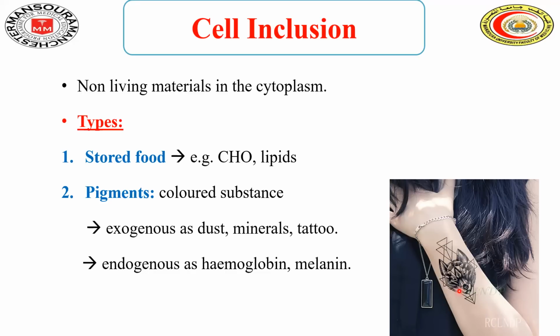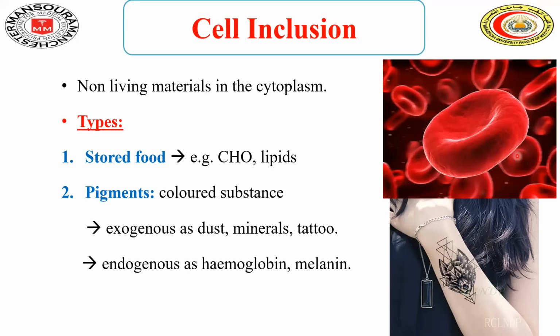Inside the body, we have endogenous pigments that are synthesized inside the body, like the hemoglobin. This is a pigmented material present inside the RBCs, and it is synthesized by the body, so we consider it an endogenous pigment. Endogenous means internal, not getting it from outside. Or the melanin, which is the cause of the coloration of our skin and hair. It's black or brown, depending on the melanin present inside the cells.